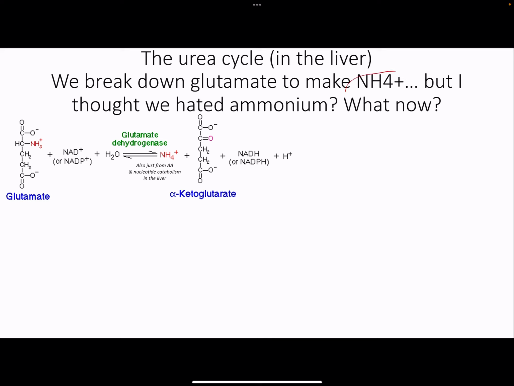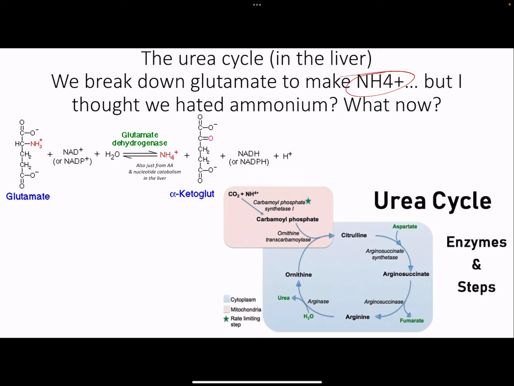So, great, we made an NH3, NH4, but again, we don't like it. It's toxic, so we need to do something about it. And that's where we're going to put it into the urea cycle. Our NH4 is here, put it into the urea cycle.